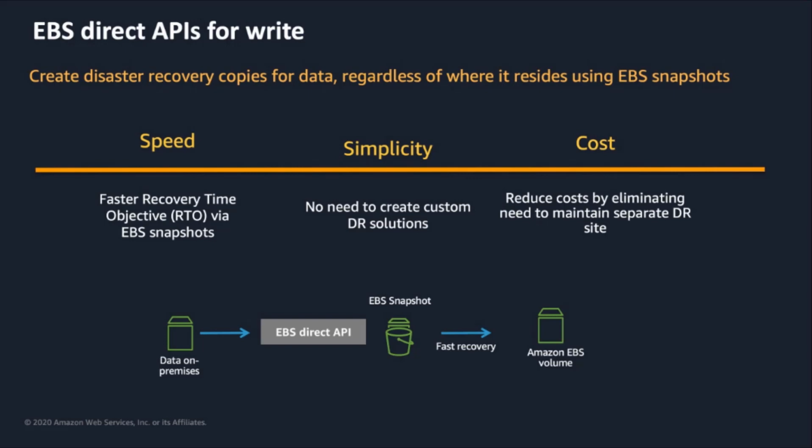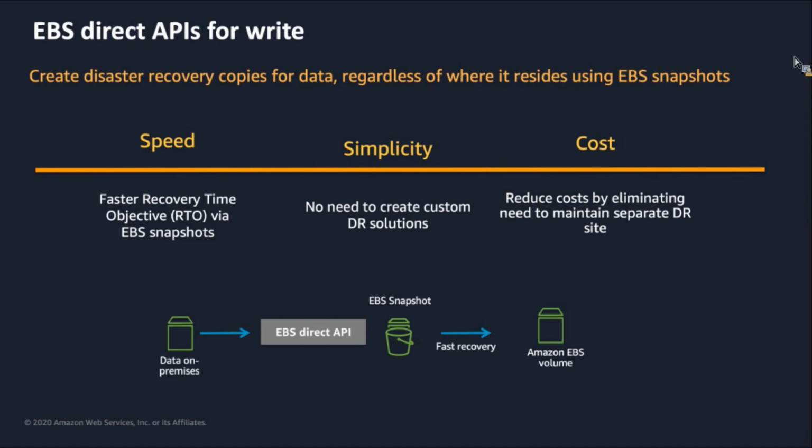Now let's look at the workflow with EBS Direct API for write. With EBS Direct API for write, your backups can be stored in native snapshot format. So at recovery time, you just need to create an EBS volume from the snapshot and have your application start accessing that EBS volume right away. And if you have Fast Snapshot Restore enabled for that snapshot, you can get full recovery performance.